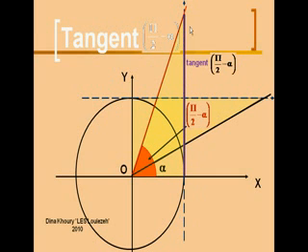This segment here represents tangent pi over 2 minus alpha, and this segment here represents cotangent alpha. These two sides are equal in the congruent triangles. So we have the formula which says tangent pi over 2 minus alpha is equal to cotangent alpha.